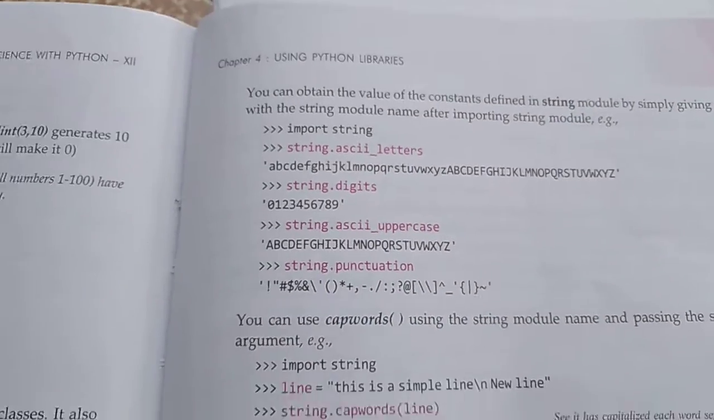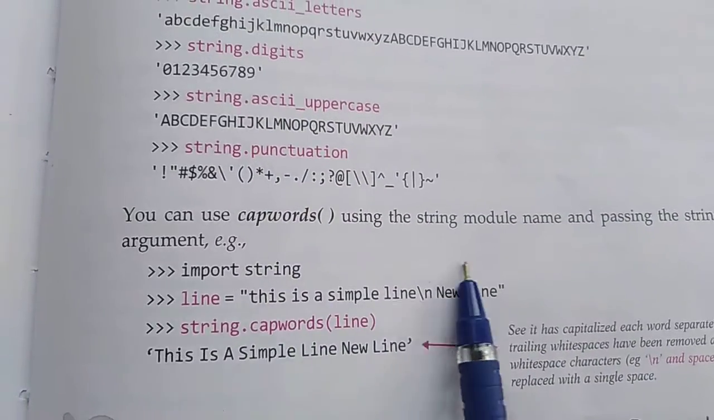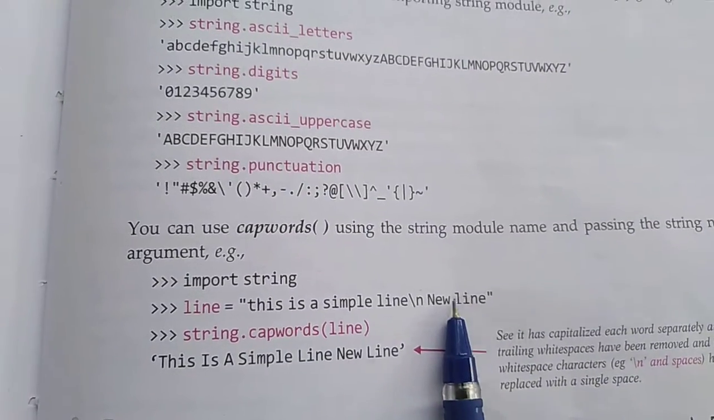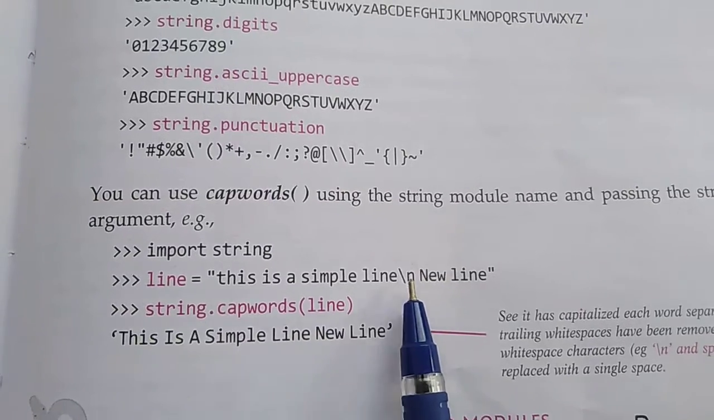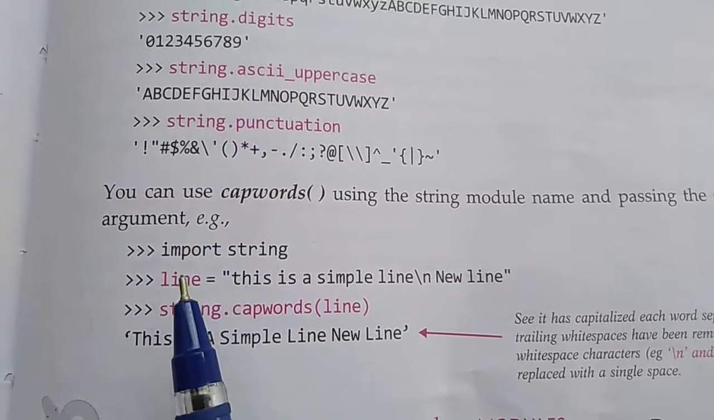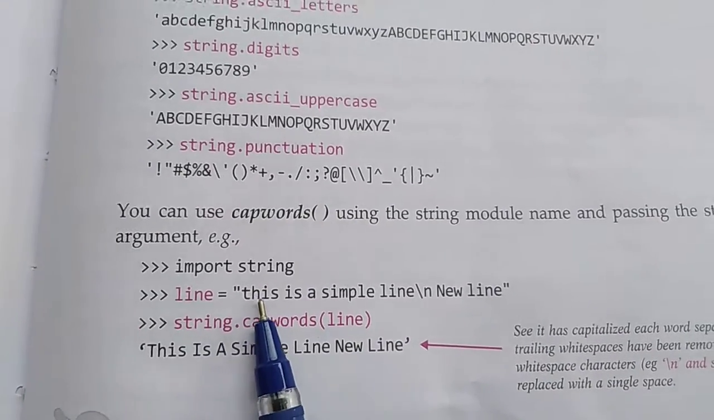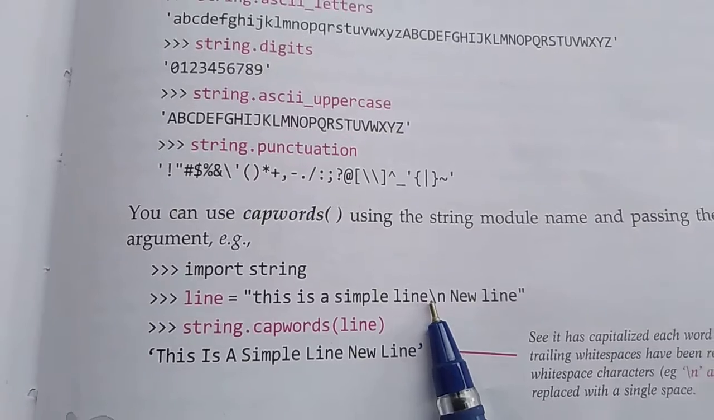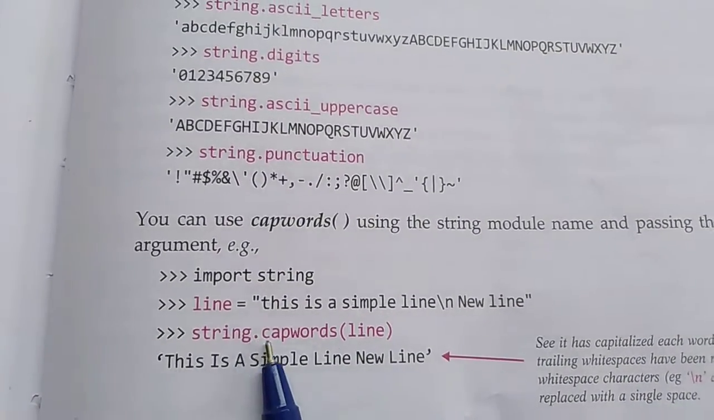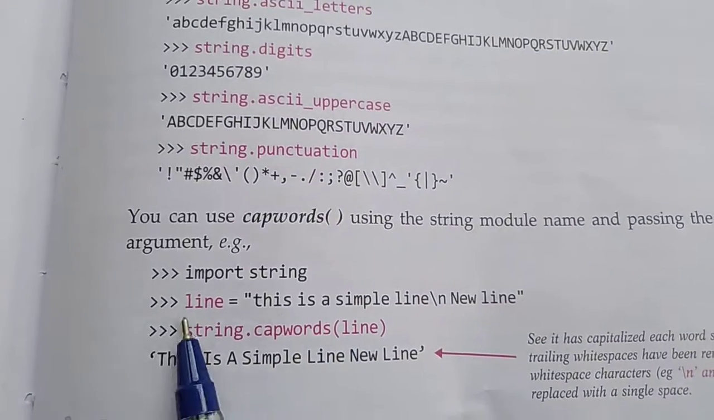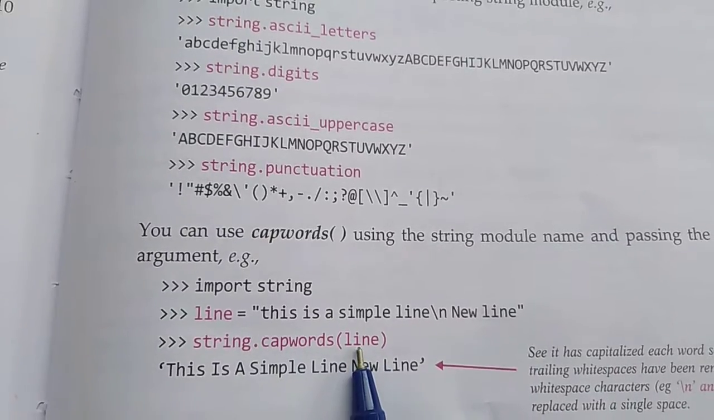Okay, now see the capwords function. This function works on a string, which can have escape sequences, the backslash values, also. Here the name of the string is line. Line is a string with a symbol, then the separator backslash n, and a new line. Now we use string.capwords, and the string we want to change, line, is given inside the function.